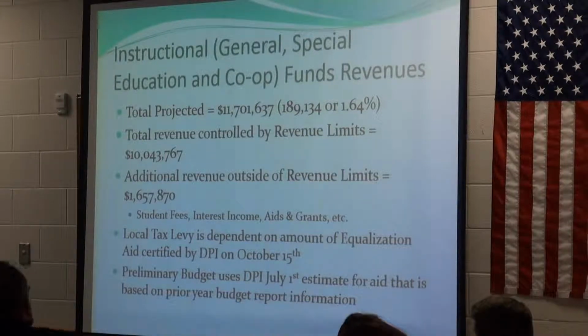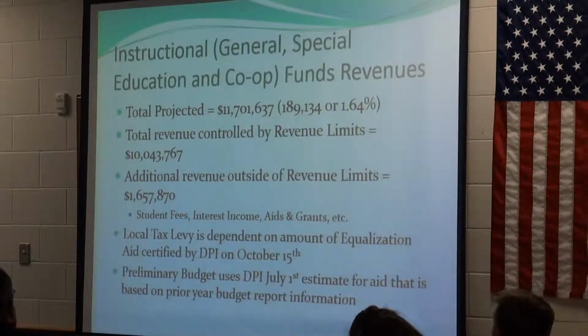The instructional funds are projected to be about $11.7 million. This is about a $190,000 increase from last year. Of the revenues, about $10 million is controlled by the revenue limits. The additional $1.6 million comes mainly from grants and aids, and then of course student fees and interest income.